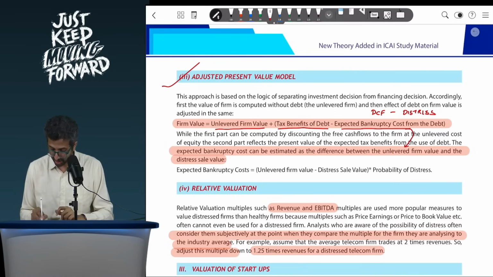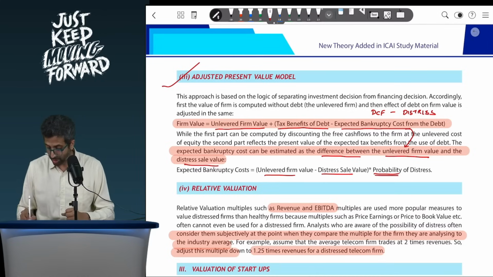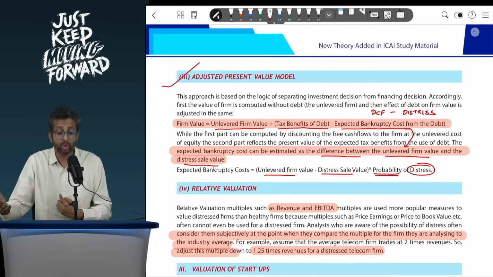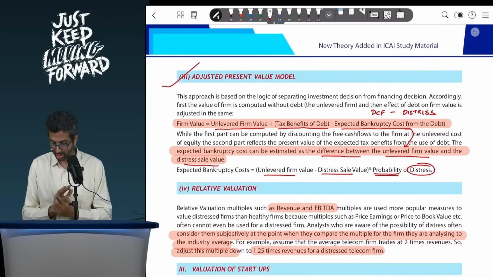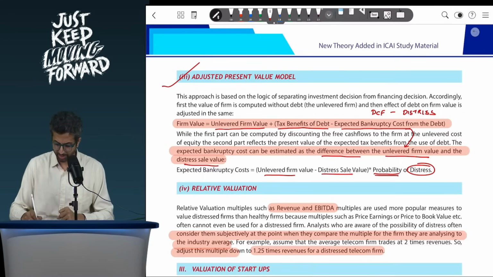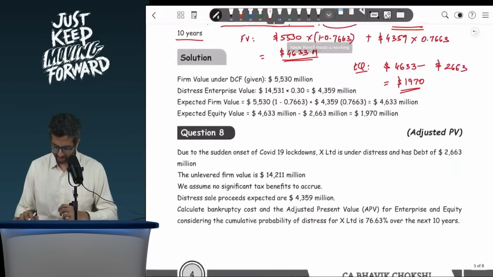So if you see, expected bankruptcy cost can be calculated as the difference between the unlevered firm value and the distress sale value, into the probability of distress. It is not necessary that you are necessarily going to default, but if you do, then considering the probability of distress, what will be the expected bankruptcy cost? So this is your adjusted present value model, for which we have, I think, kept question number 8. So if you refer to question number 8, let us go through it.